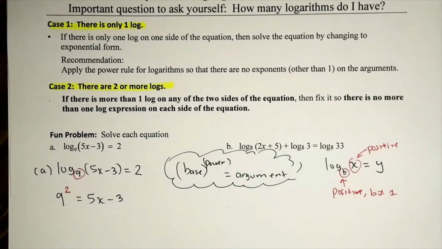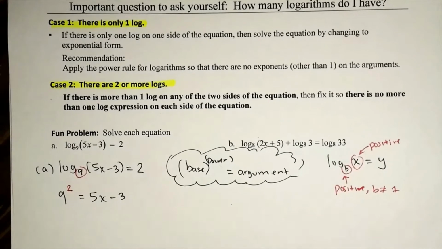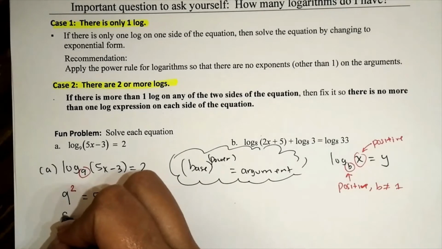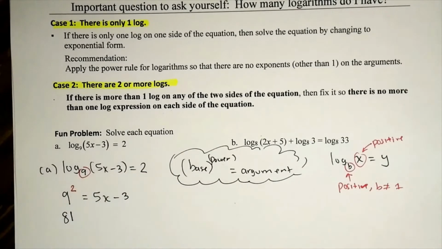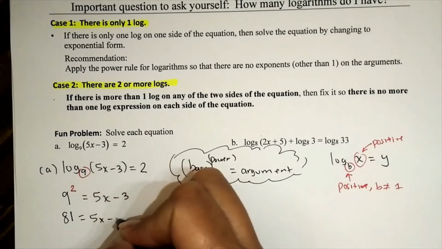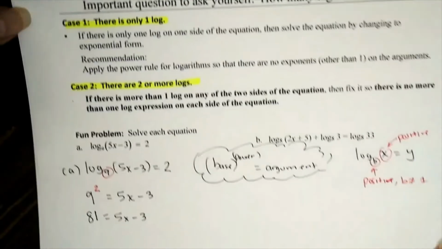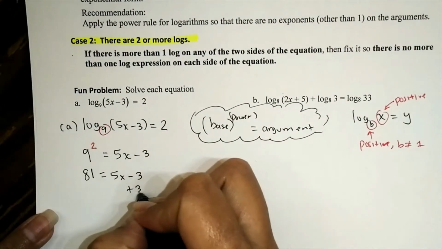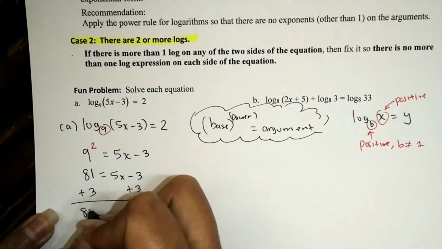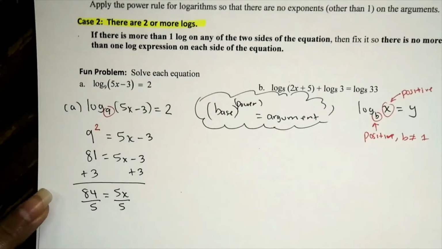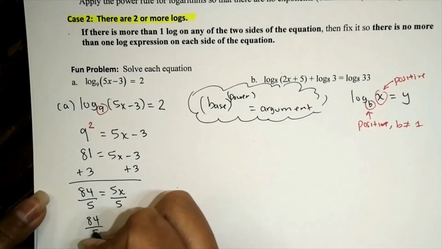For me, when it comes to solving logarithmic equations, the toughest part is just getting it out of the log form. So let's keep our cool and finish solving this linear equation. The square of 9 is 81, and that will give us 5x minus 3. Then we add 3 to both sides. Give me a second, I'm running out of space. We add 3 to both sides, and that gives us 84 is equal to 5x. For the grand finale, to get rid of the times 5, let's divide both sides by 5.